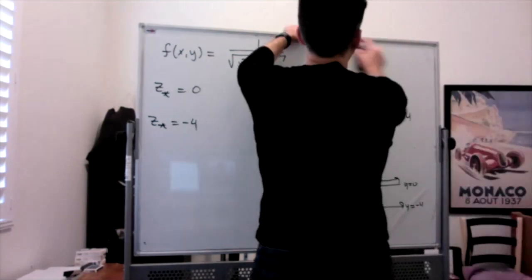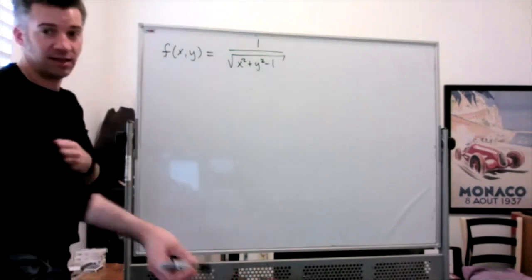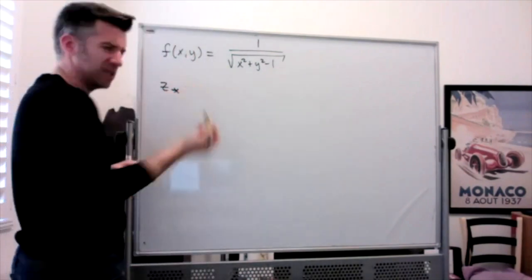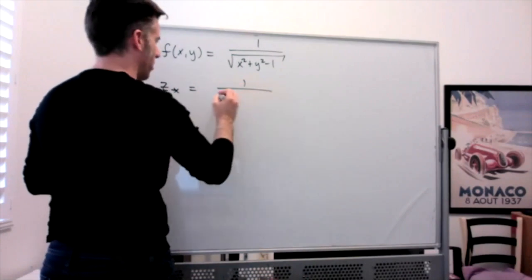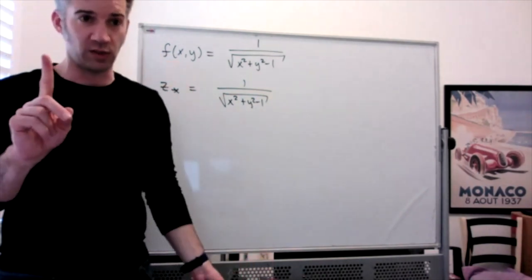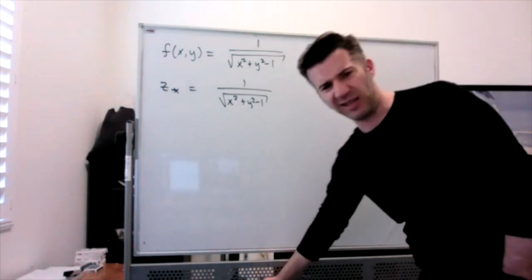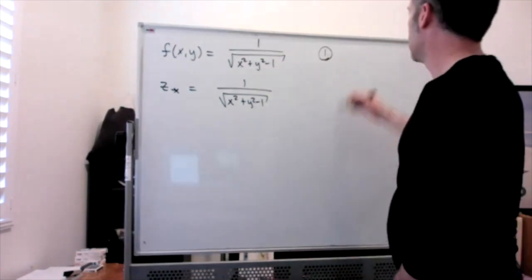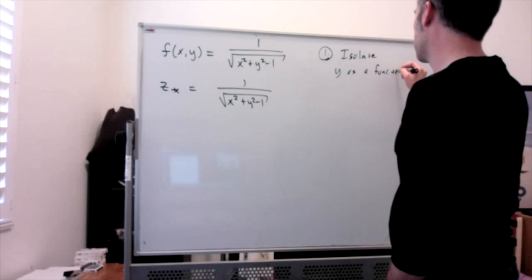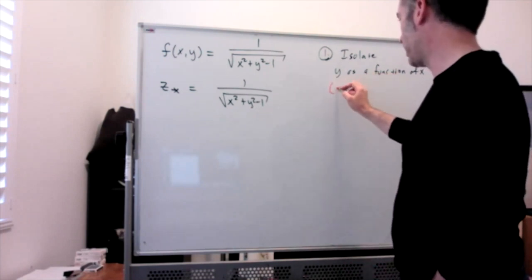So I want to graph the level curves. Okay, so I think the best way to do this, if I'm trying to graph the level curves, is I'm going to set z star, he likes to use z star, let's use z star, equal to 1 over the square root of x squared plus y squared minus 1. And there's usually one of two things you want to do. Either you want to isolate y as a function of x. I suppose also x as a function of y would be also not bad.